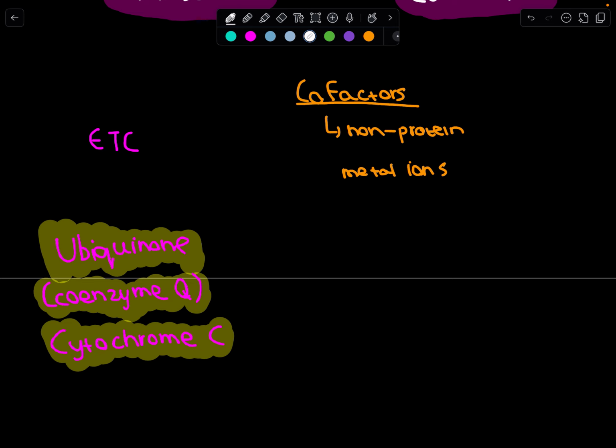Inside the matrix, pyruvate gets transformed into fuel for the next phase, but the real fuel is the electrons, which are carried by enzymes and by NADH.